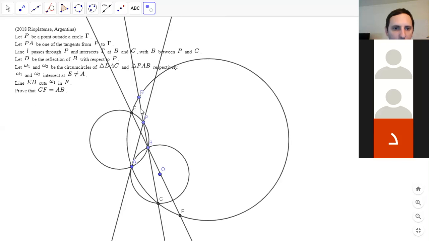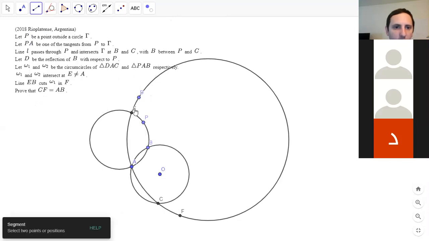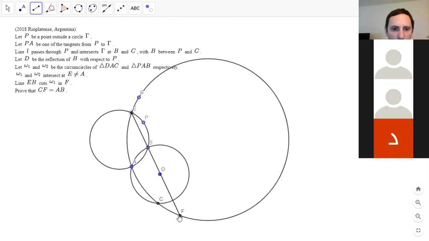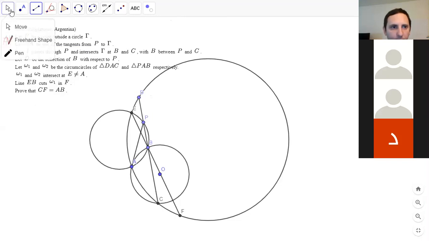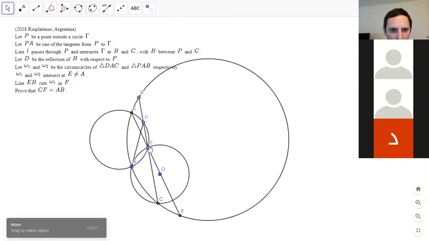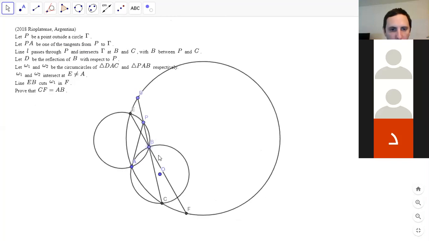So yeah, this one feels like there's just some congruent triangle somewhere. That line does not pass through O, so I'm going to move things a little bit. So PA is tangent. But yeah, let me not, because right now I don't want to make it look like it passed through O. All right, I think that's a good enough diagram. We want to show CF is equal to AB.